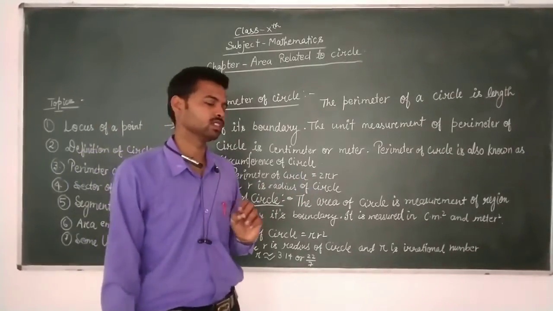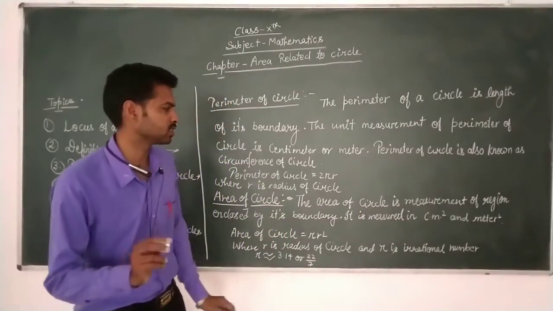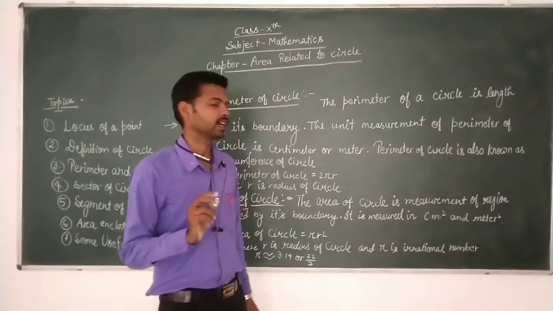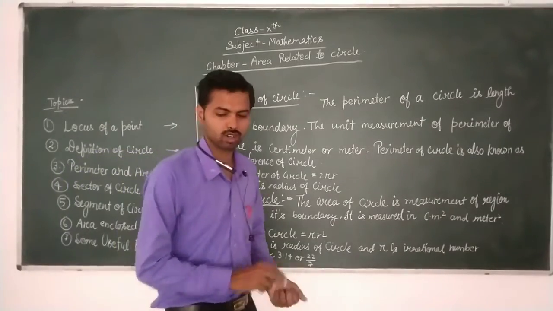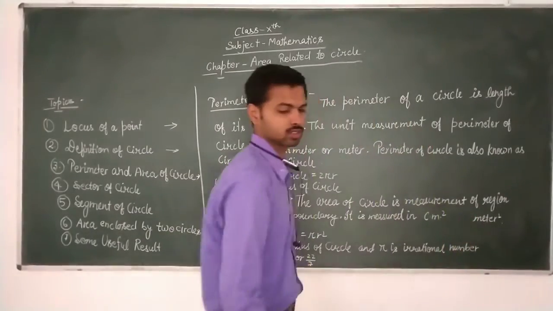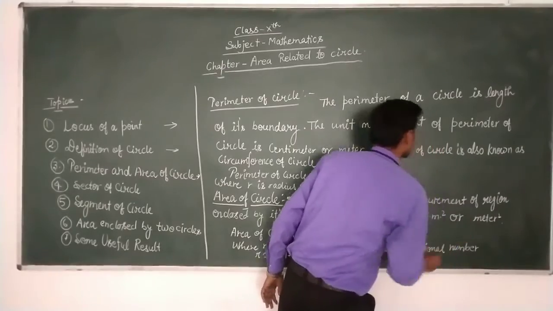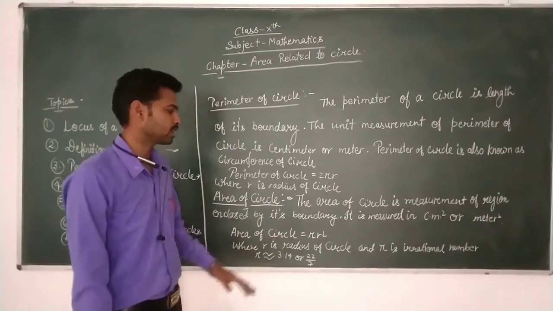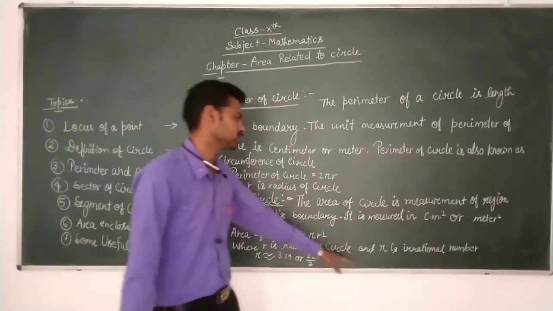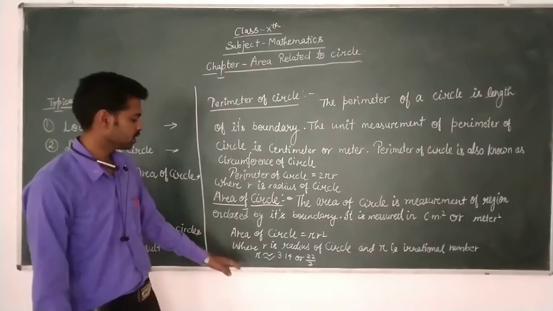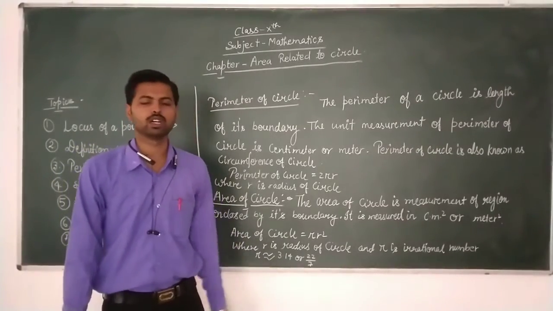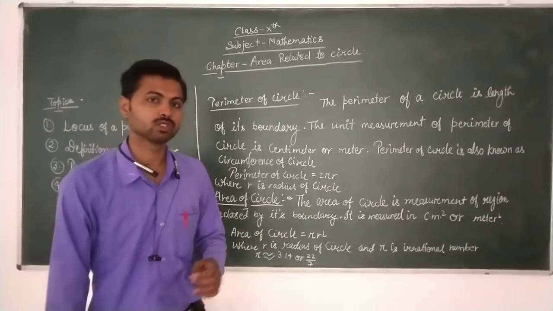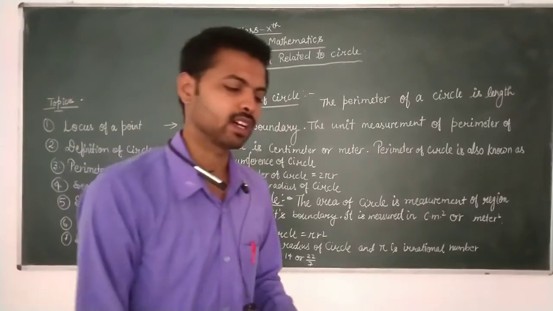Now the area of a circle. The area of a circle is a measurement of the region enclosed by its boundary. It is measured in centimeter square or meter square. Area of circle is equal to pi r square, where small r is the radius of the circle, and pi is an irrational number whose value is approximately 3.14 or 22/7, because any irrational number has no fixed value. It always has an approximate value.